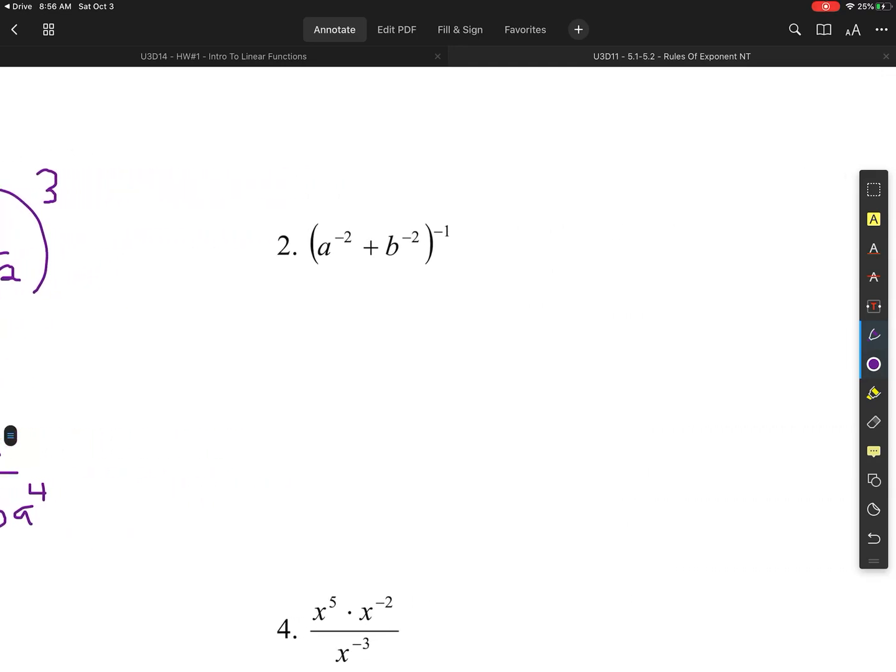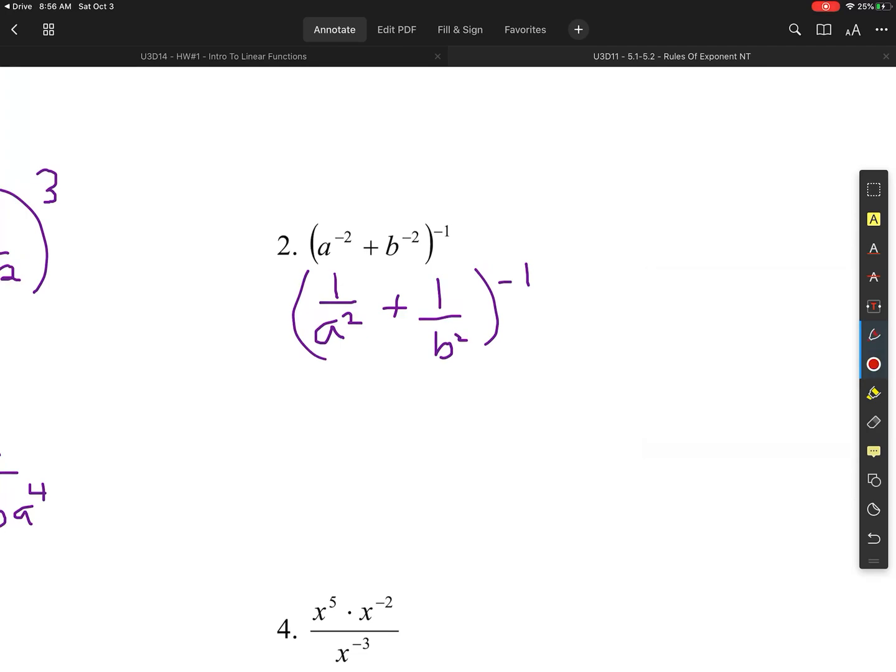All right, problem 2. Issue with problem 2 is this. You cannot distribute the exponent. A lot of people say that this is going to become a squared plus b squared. No way. All right, so what do we got to do? We got to work inside. 1 over a squared plus 1 over b squared, all raised to negative 1 power. All right, so we still can't give out our exponent. So what do we got to do? We got to combine the inside. We got to get a common denominator.